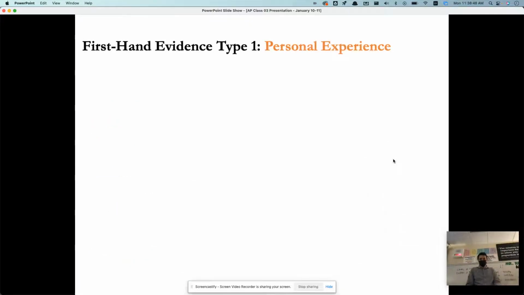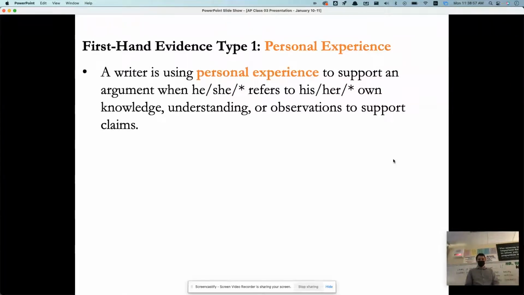All right. So firsthand evidence, we're going to talk about three types. The first type is personal experience. A writer is using personal experience to support an argument when he or she refers to his or her own knowledge, understanding, or observations to support their claims. Their own knowledge, understanding, or observations, their experiences, to support claims.